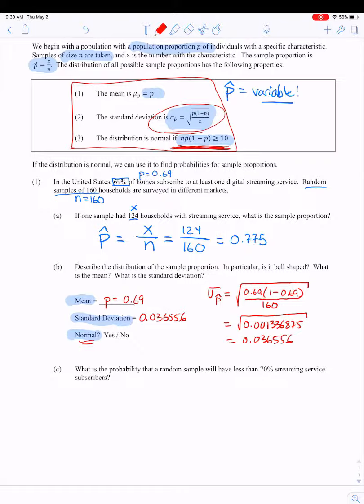So if we put in n, that was 160, times p, which was 0.69, times 1 minus 0.69, we're checking to see, is that greater than or equal to 10? When you multiply that out, it is 34.224, which is in fact greater than or equal to 10. So the answer is, yep, it's normal. And that's great because that means we can use our app in order to find probabilities.